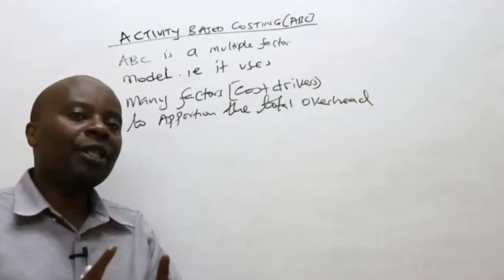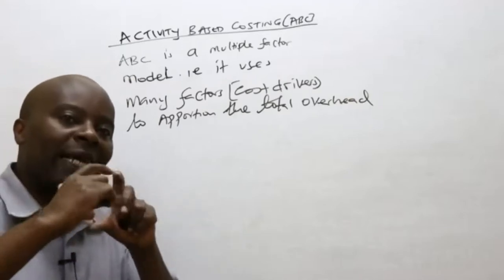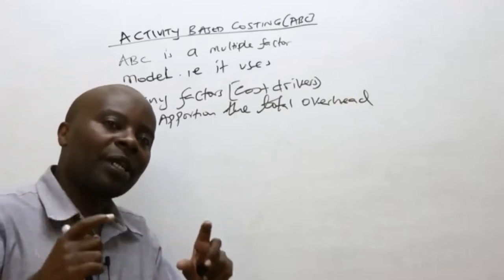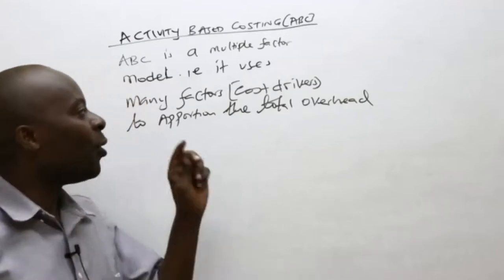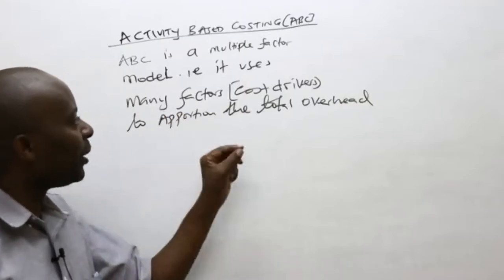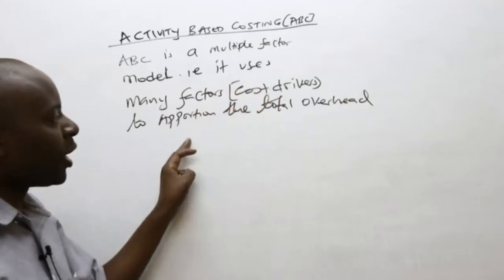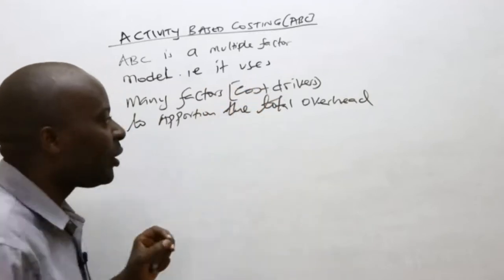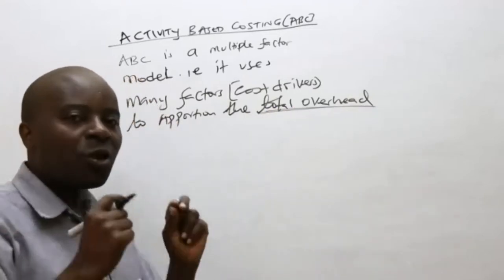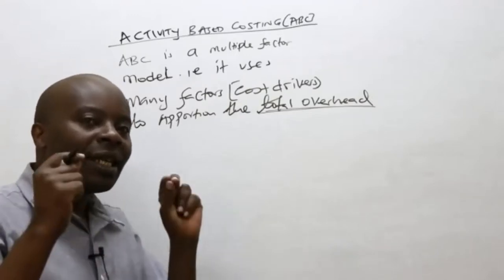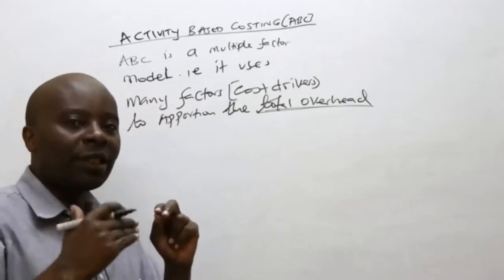Remember, for the traditional method, we use what we call a blanket. That's why at times it's called blanket wide, where we take the total overhead and then apportion it using only one factor. For ABC, which is a modern method, it uses multiple cost drivers to apportion the total overhead, meaning that you must analyze the total overhead critically, to see the components, to see the structure.